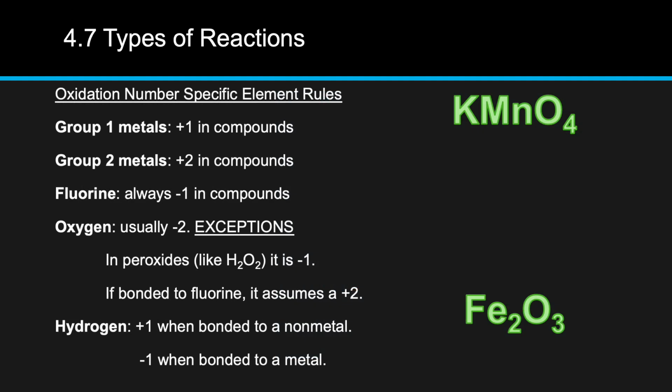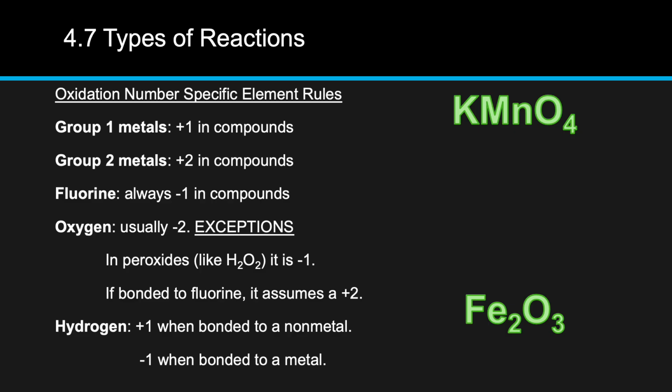Now let's go over some specific element rules for oxidation numbers. The first is whenever you have a group 1 metal in a compound, it's going to have an oxidation number of +1. Whenever you have a group 2 metal in a compound, it's always going to have an oxidation number of +2. Fluorine is always going to have an oxidation number of -1 when it's in a compound. Oxygen is usually -2, but there are 2 exceptions. If it's in a peroxide like H2O2, then oxygen is going to have a -1. If it's bonded to fluorine, since fluorine is more electronegative, then oxygen is going to assume a +2 charge. So just keep those 2 exceptions in mind.